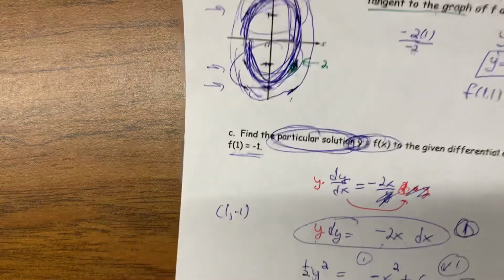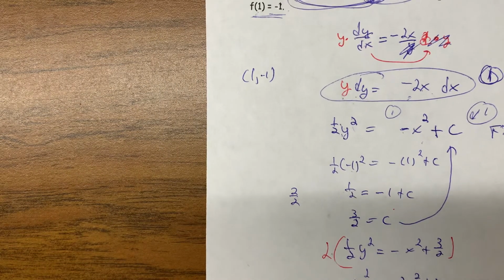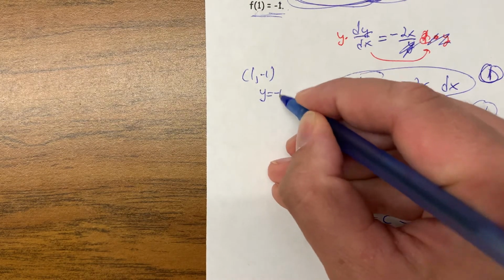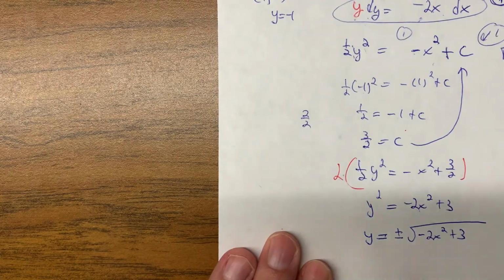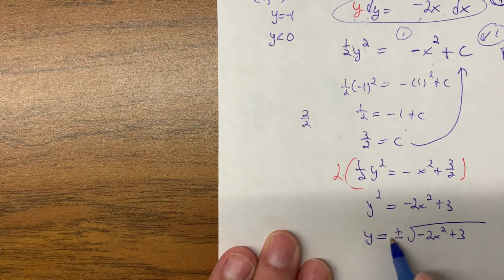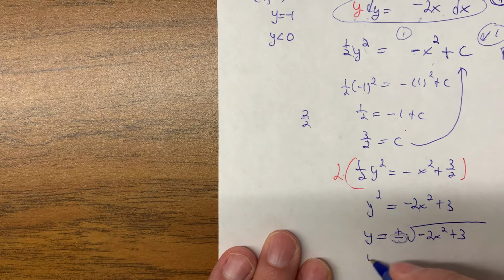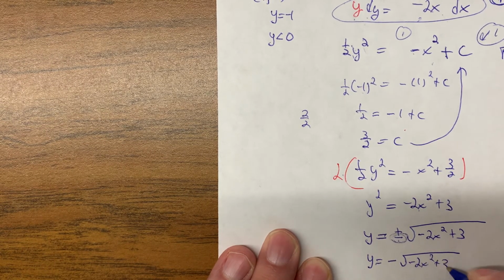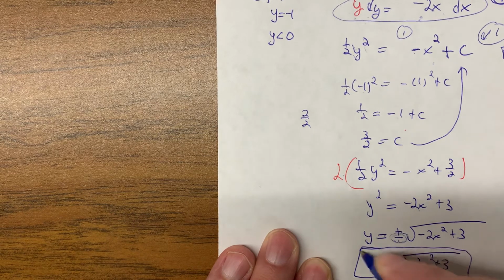It depends what our initial condition is. So let's look. Our initial condition is when y equals negative 1. And so in this case, y is less than 0. So the y needs to be this negative version of it. y is negative square root of negative 2x squared plus 3. And that is our solution.